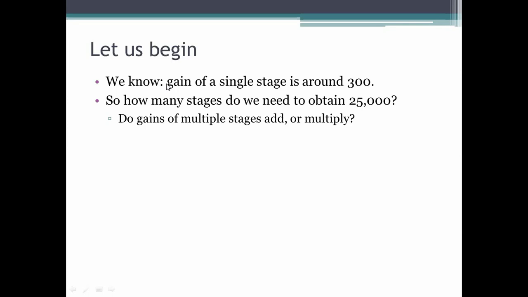We know from our previous discussion that the gain of a single stage amplifier is around 300. It varies, but around 300. And we need a gain of 25,000. So the first question we ask is, how many stages do we need to obtain a gain of 25,000? In order to answer that, the first thing we need to do, which is actually trivial, is ask this: when we have multiple stages of amplification, do the gains of these stages add or do they multiply? I assume you know the answer, but we just do a very quick intuitive analysis.